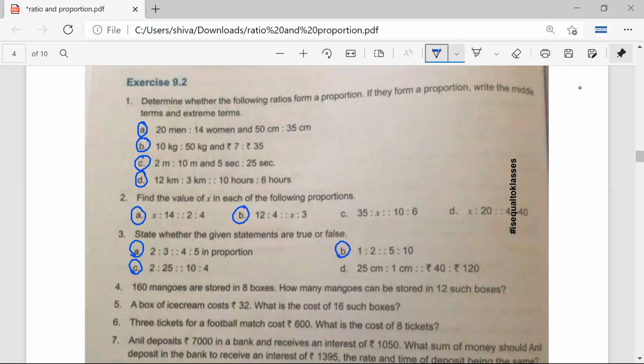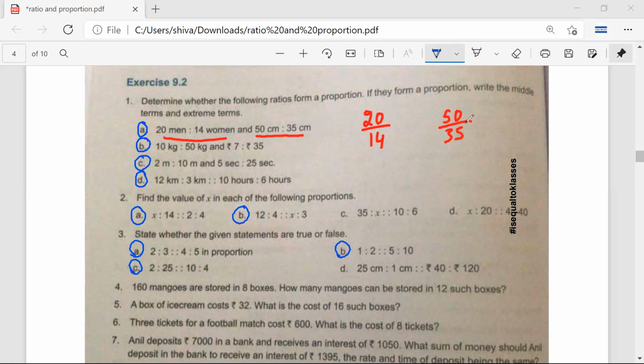Mr. Satya, in ratio and proportion, this is 20 men is to 14 men. All this means is 20 upon 14. This is 50 centimeter is to 35 centimeter, this is 50 is to 35.